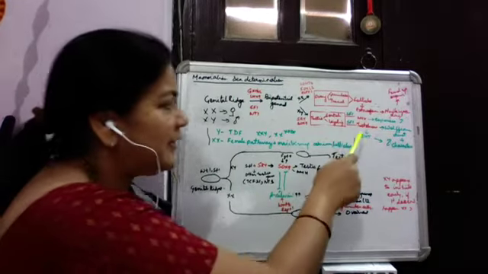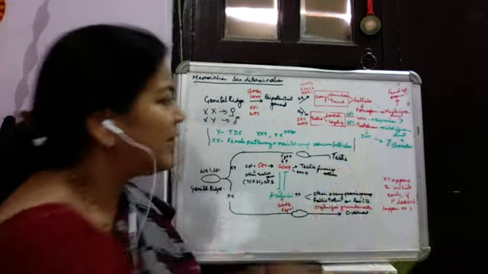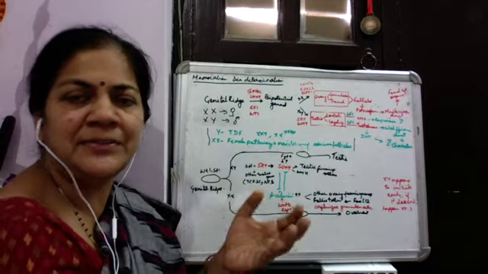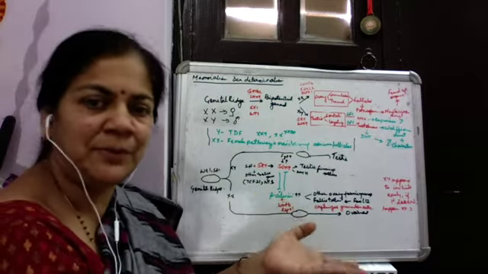cords. Now the testis also activates a hormone called DHT. If DHT is present, then the male secondary sexual characters are developed. If DHT is absent, then you see a female pathway.